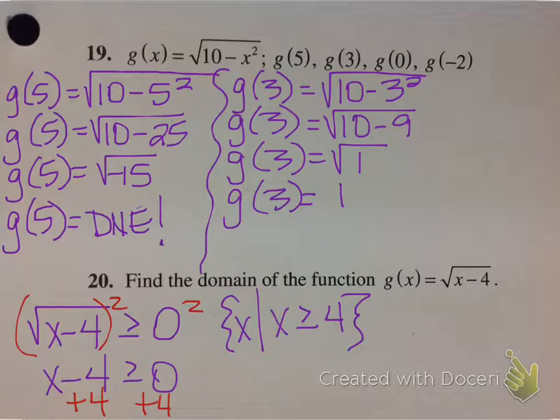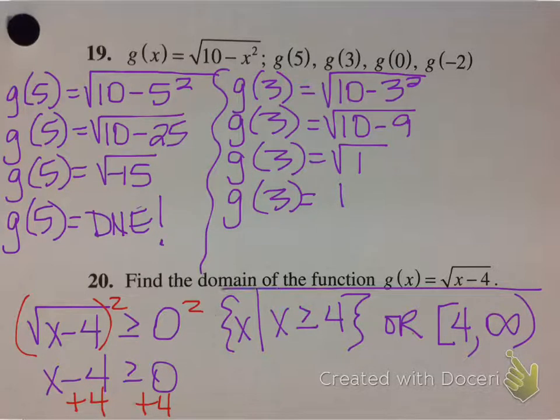It can be 4, because 4 minus 4 is 0, and the square root of 0 is 0, or any number greater than that. If we write it in interval notation, 4 would be the lowest number we could have, and it can be any positive number, so we would say to infinity. So these are the two different ways we could write the domain, either in set builder notation or interval notation.